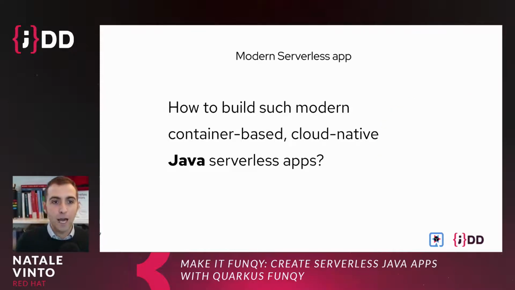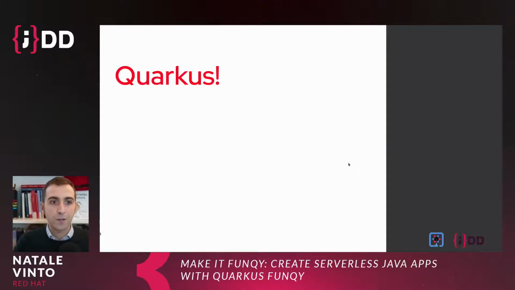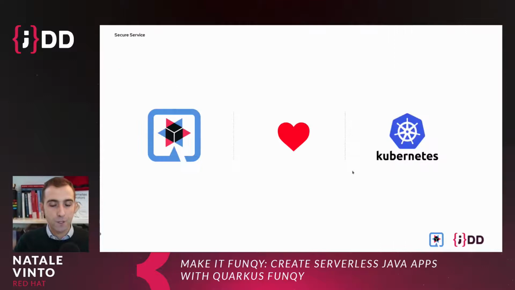Modern serverless applications. So how to build modern container-based cloud-native Java serverless apps. We understood most of the time Kubernetes is our target platform. Kubernetes executes container images. How can we start writing our Java apps? Well, I would like to talk to you about Quarkus. Quarkus is a Java framework called supersonic, subatomic Java framework because it's able to run on a minimal footprint, and it's optimized for cloud native workloads such as on Kubernetes.